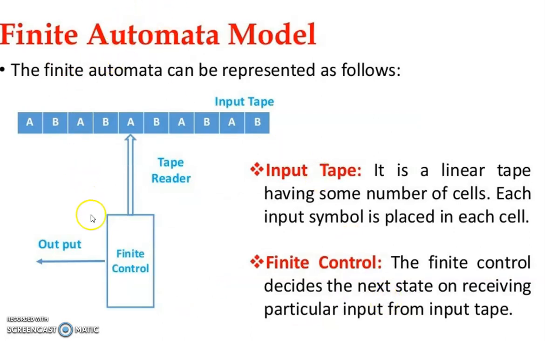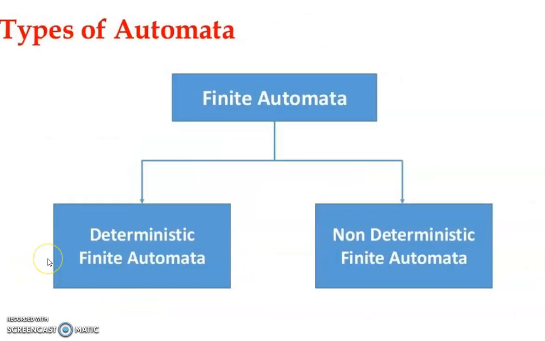So this is the model of finite automata. Input tape: it is a linear tape having some number of cells. Each input symbol is placed in each cell. Finite control: the finite control decides the next state on receiving a particular input from the tape.